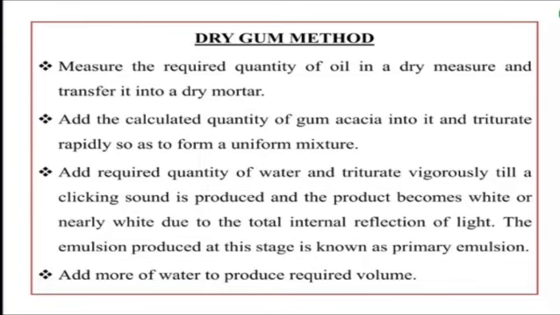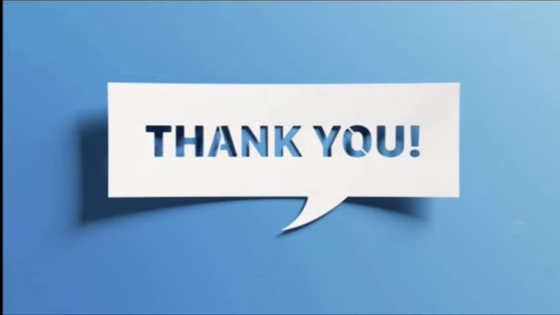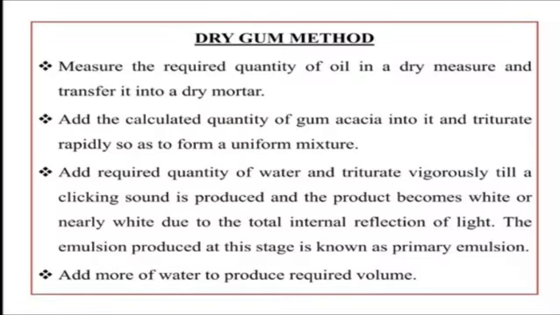In this dry gum method, measure the required quantity of oil in a dry measure and transfer it to a dry mortar. Add the calculated quantity of gum acacia into it and triturate rapidly to form a uniform mixture. Add the required quantity of water and triturate vigorously till a clicking sound is produced and the product becomes white or nearly white due to the total internal reflection of light. The emulsion produced at this stage is known as the primary emulsion. Add more water to produce the required volume. This is the dry gum method.